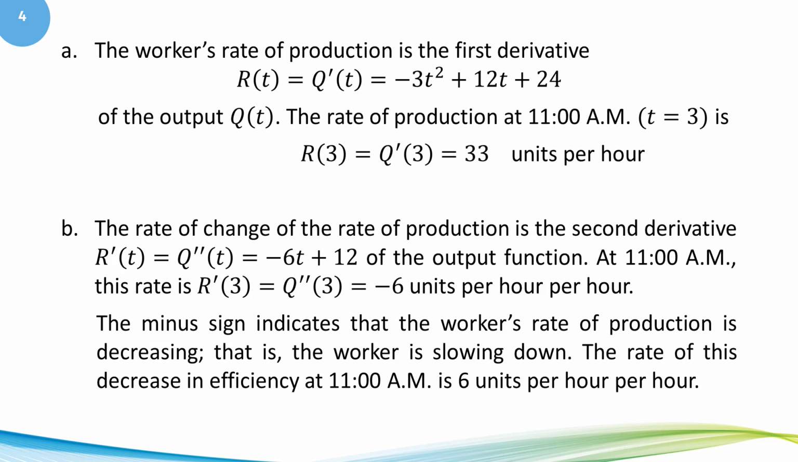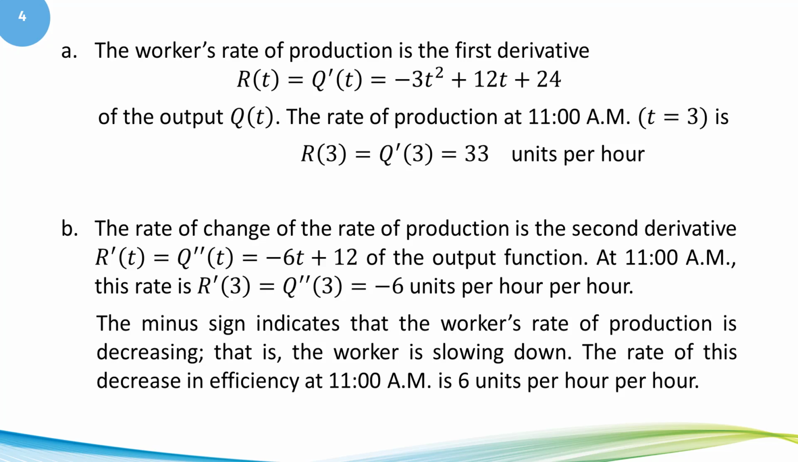We have that the worker's rate of production is the derivative of Q. Let's say it is R(t), so R will be equal to Q prime. We can see it in the slide. And because 11 AM is 3 hours after 8 AM, the worker's rate of production is 33 units per hour at 11 AM.